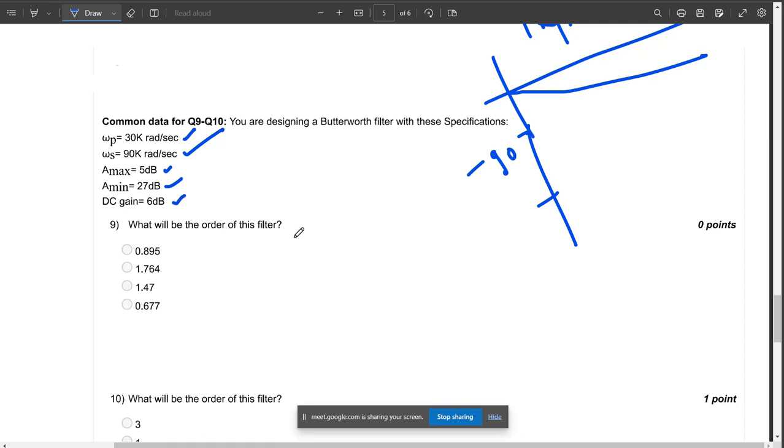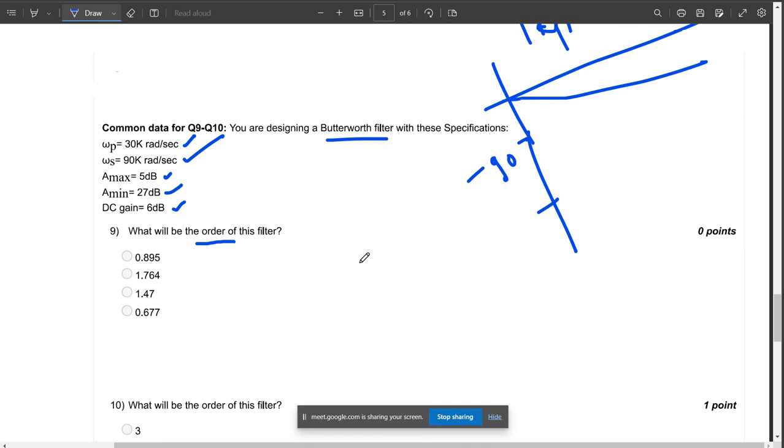So here you are designing a Butterworth filter with these specifications. The first question asked is, what will be the order of this filter? No, sorry, not order. Find what will be the epsilon of this filter. So you have to find epsilon. Okay, I'm giving you 4 minutes. Try to solve this question, and then we'll discuss.